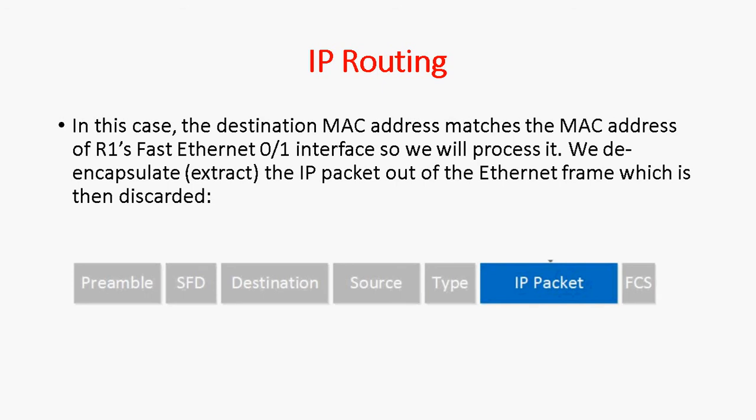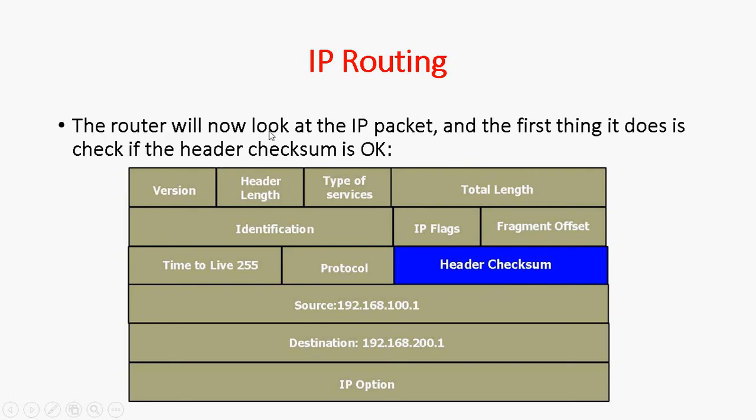Next, we have to decapsulate and extract the IP packet from the Ethernet frame. Here we can see the IP packet highlighted in blue from the Ethernet frame. This Ethernet frame will be discarded. The router will now look at the IP packet, and the first thing it does is check if the header checksum is okay. I highlighted it in blue. From the IP packet, the router will check whether the header checksum is okay or not.